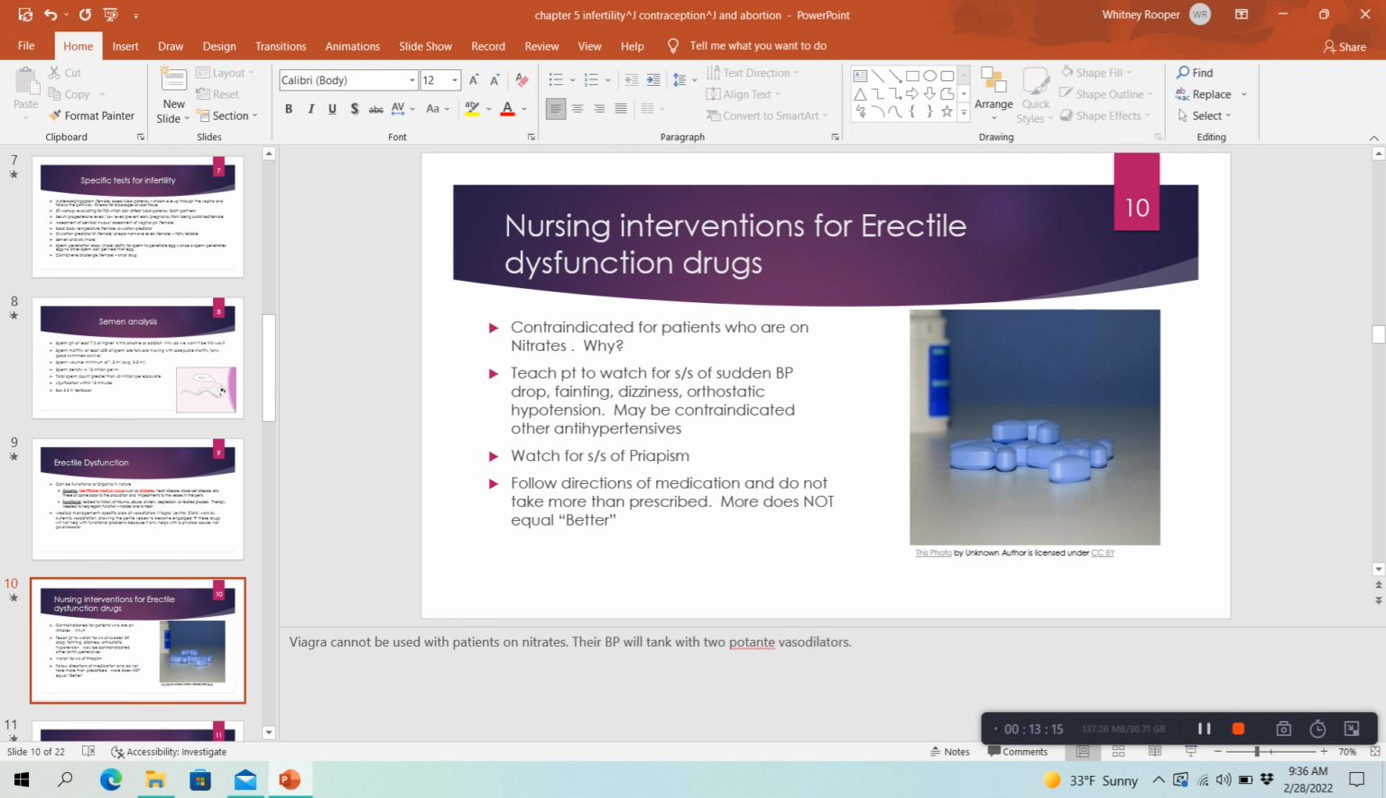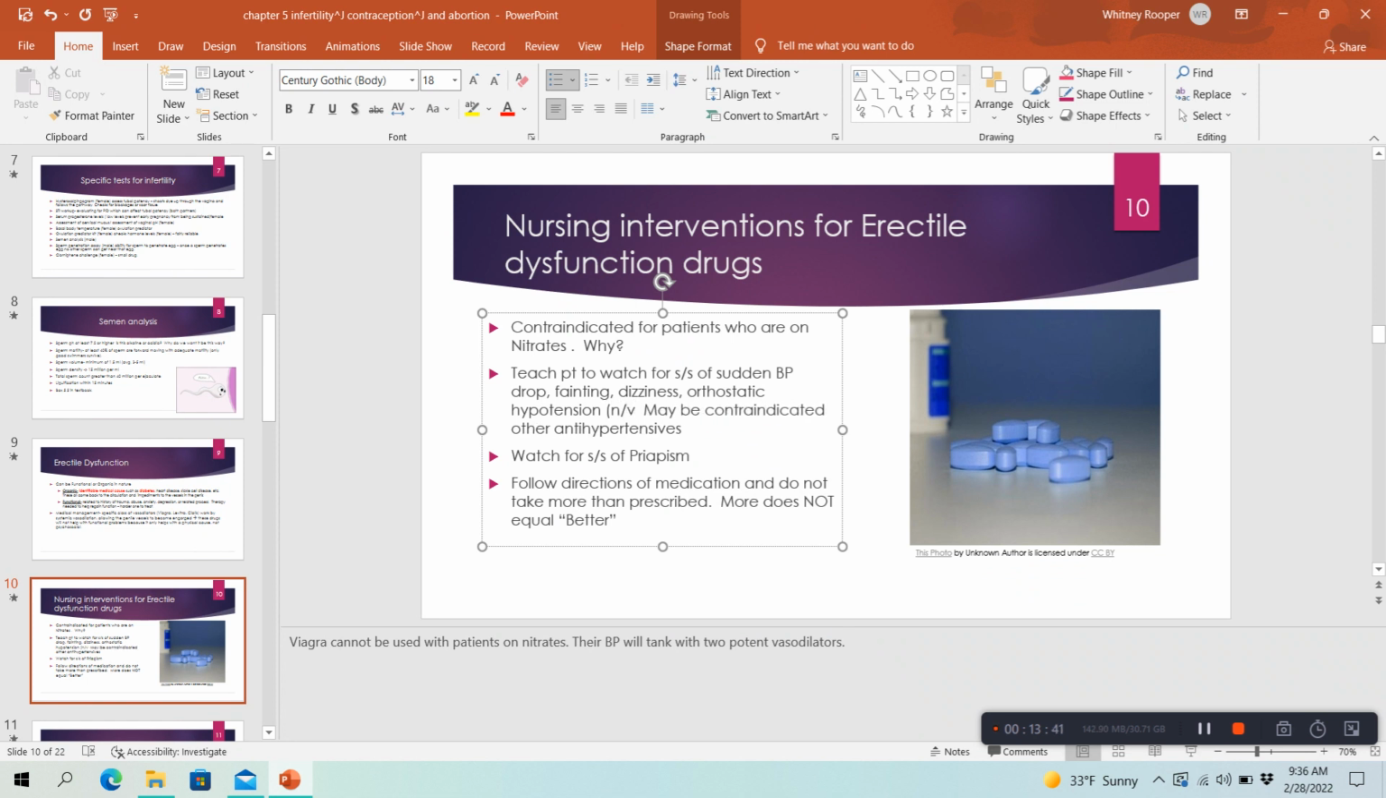We need to teach the patient to watch for signs and symptoms of sudden hypotension, fainting, dizziness, orthostatic hypotension. So we have to really be careful with patients that are on antihypertensives because we don't want the sudden highs and lows. So patients need to watch their blood pressure very cautiously. Even nausea or vomiting can be a symptom of hypotension, as can dizziness, anything like that. We want to warn them about that.